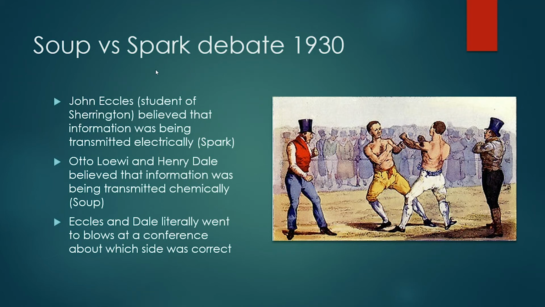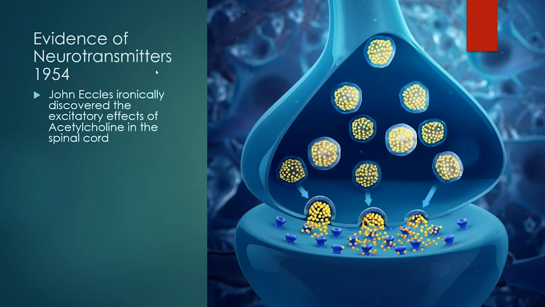And the person that ended up winning, of course, was the soup party. But ironically, John Eccles was the heated guy. When you really read about the interaction, John Eccles was just like, you're wrong, I'm right. And then John Eccles is the one that ends up finding out that he was wrong. And so he actually starts working with acetylcholine, like Otto Loewi and Henry Dale had been working with, and figures out that it is the acetylcholine that's causing the firing in the next cells.